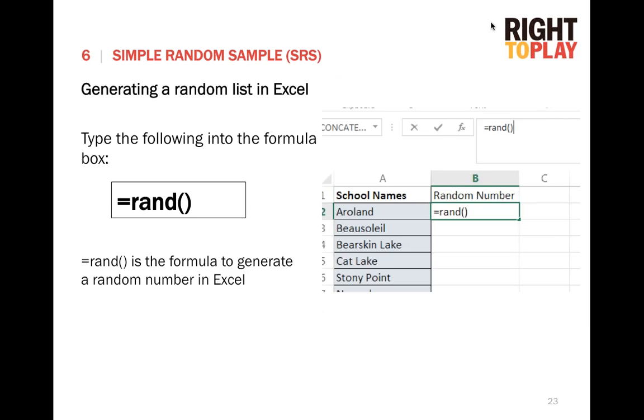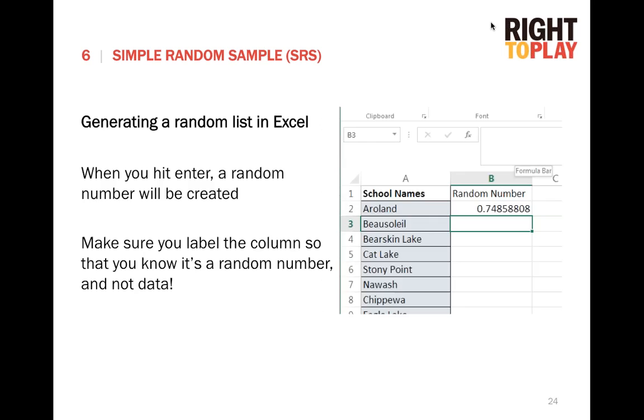What you would do, starting at the top in a column beside your list of names, is type in the formula that I've got highlighted in the box here. So equal sign, RAND, and brackets. This is the formula to generate a random number in Excel. When you hit enter, a random number will be created, as you can see in the right-hand column, column B, which is called random number.